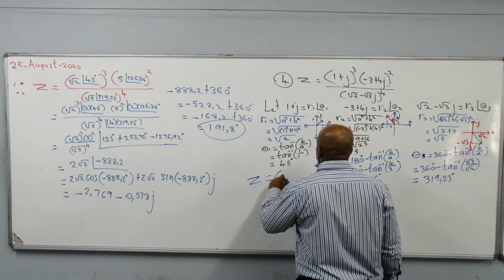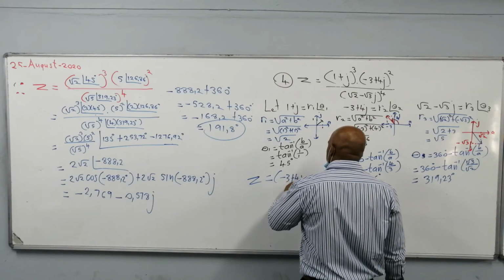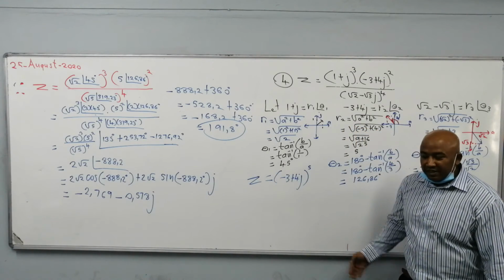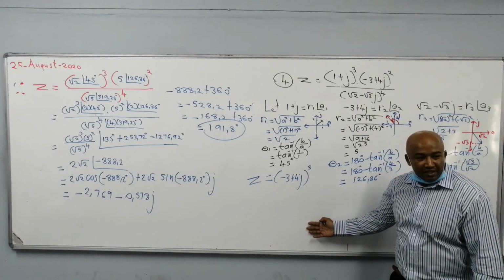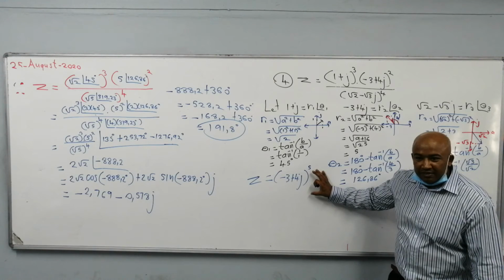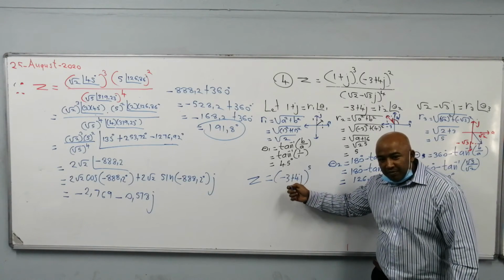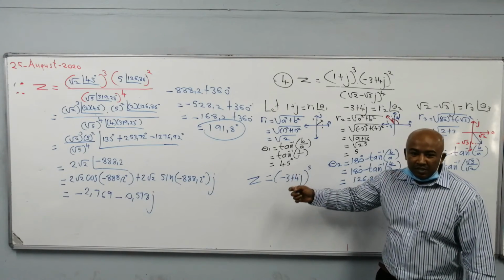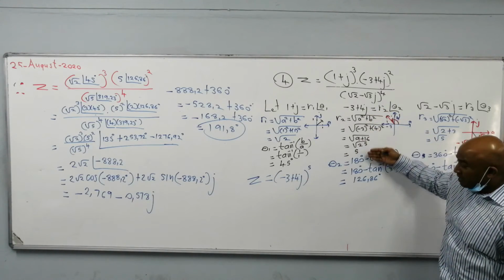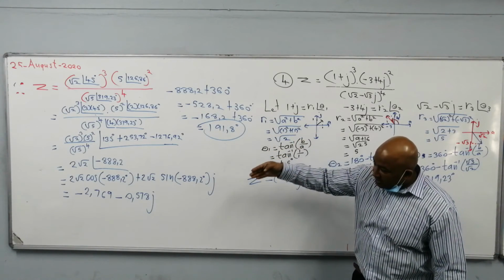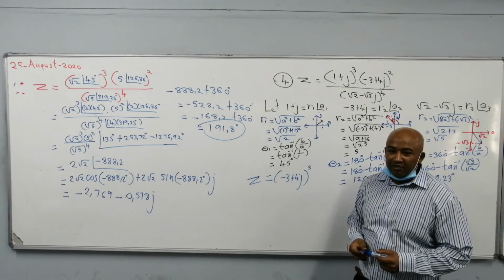Z is equal to minus 3 plus 4j to the power 5, whatever. And this will be your 6-mark question, just for one part only. So what must you do here? You must convert from rectangular form to polar form, just like how we did only once. Then apply your exponent law and then come back to rectangular form.